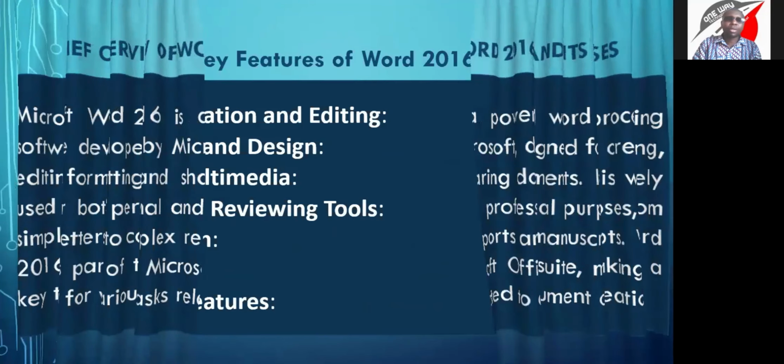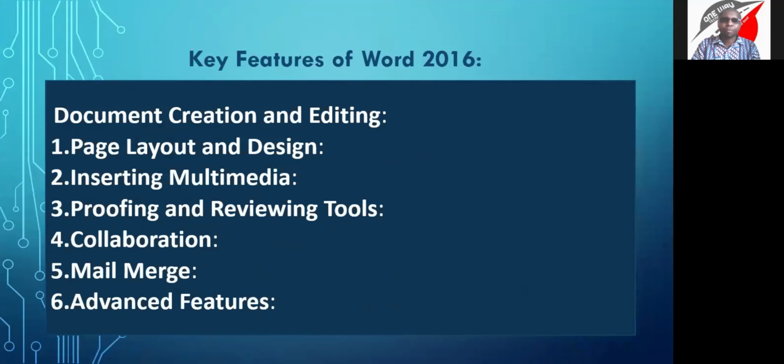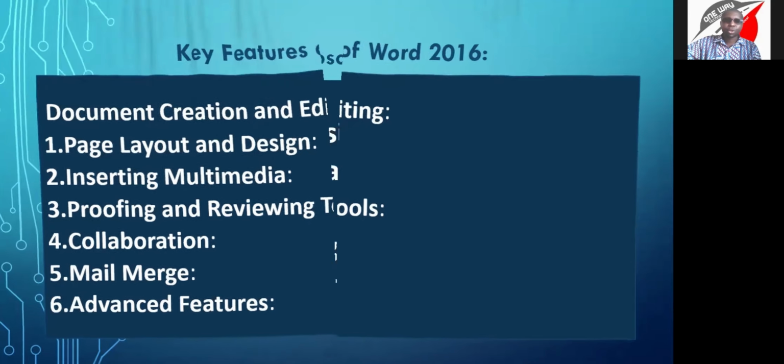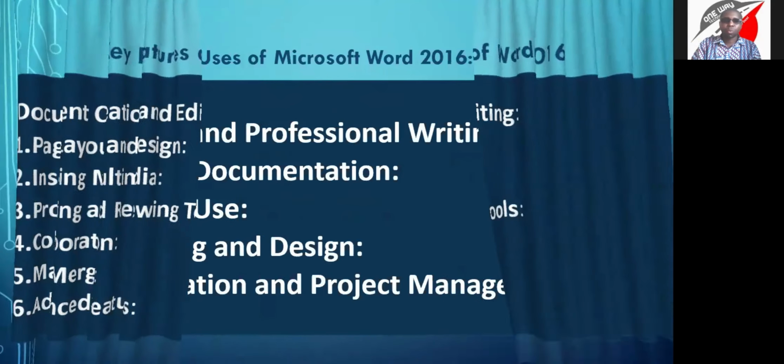Then the first thing we're going to be looking at is the features of Microsoft Word 2016. Word 2016 has so many features, ranging from document creation and editing, page layout and design, inserting multimedia, proofing and reviewing tools, collaboration, mail merge, and other advanced features that you can find in Microsoft Word.